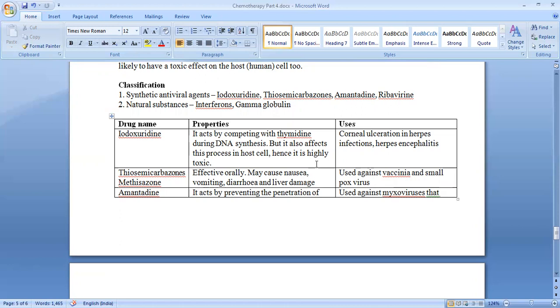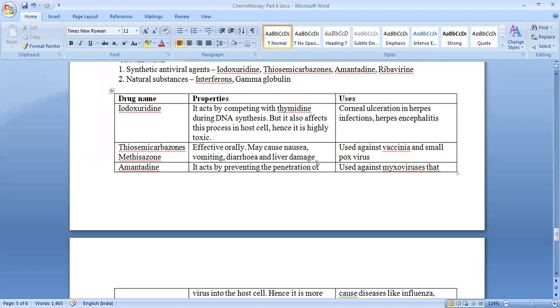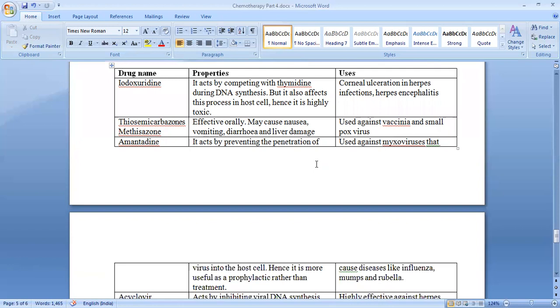This drug called amantadine is more useful as a prophylactic, okay? Because what it does is it will prevent the virus from penetrating into the host cell. So before the virus can attack the host cell, this drug will have an action. So if you want to prevent a viral infection, it is useful as compared to treating after the virus has already attacked it. So it can be used against myxoviruses which cause diseases like influenza, mumps, and rubella.